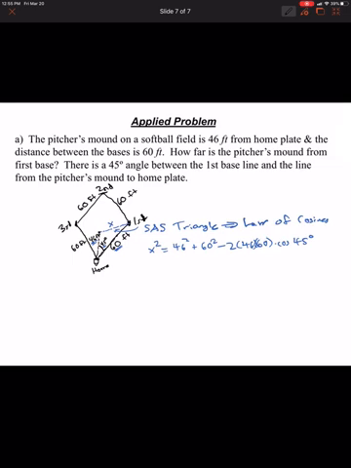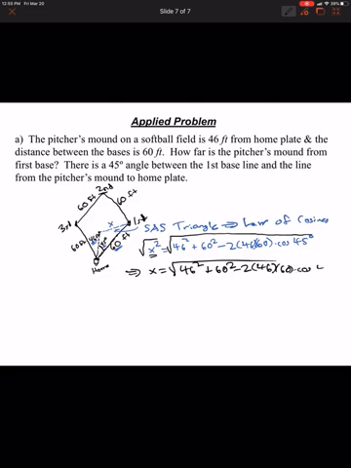Now we want X. So this is X squared, so we're going to need to take the square root. So length, so we're looking at the positive square root. So X is equal to the square root of 46 squared plus 60 squared minus 2 times 46 times 60 times the cosine of 45 degrees. And let's go ahead and look at that. We'll go nearest whole number in feet. So let's type that in. Let's see what we come up with for our answer. So let's go to our calculator. We'll pull our TI up.